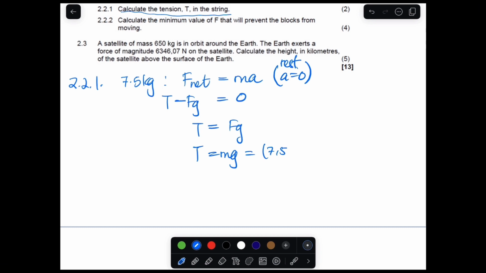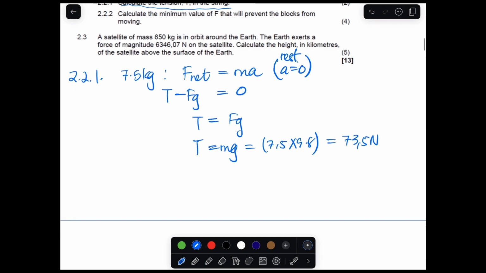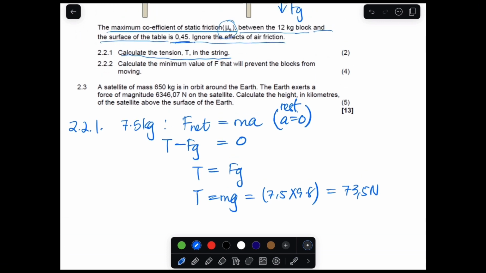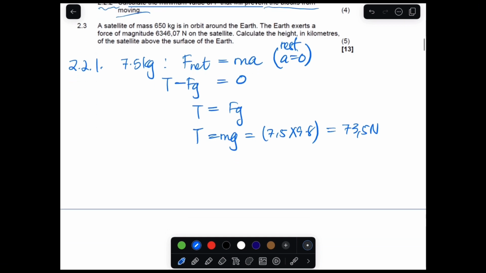7.5 times 9.8, the answer there will be 73.5 newtons. That's the answer there, right? Let's go to 2.2.2. It says calculate the minimum value F that will prevent the blocks from moving. So 2.2.2 wants the force, right?